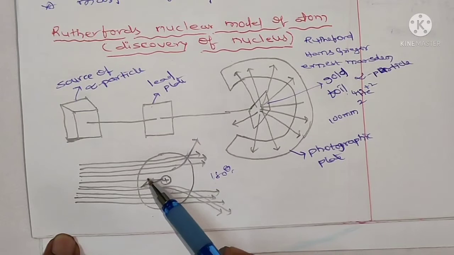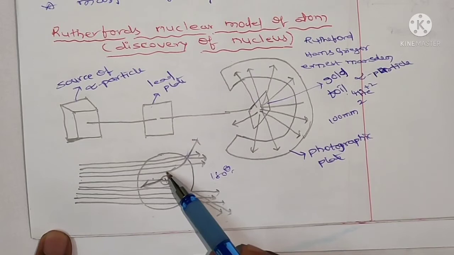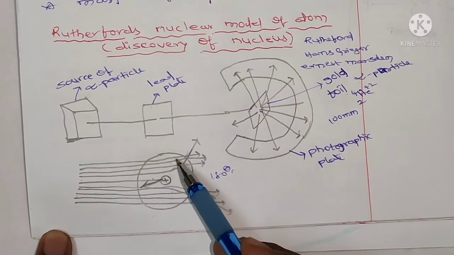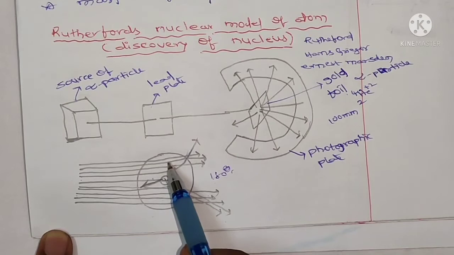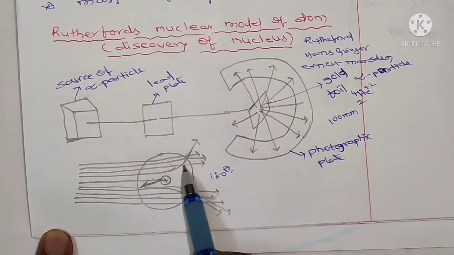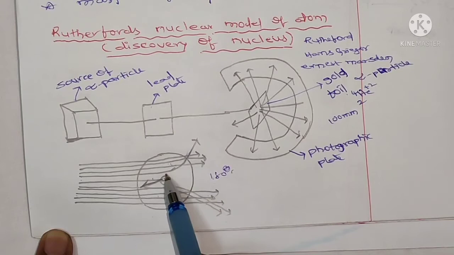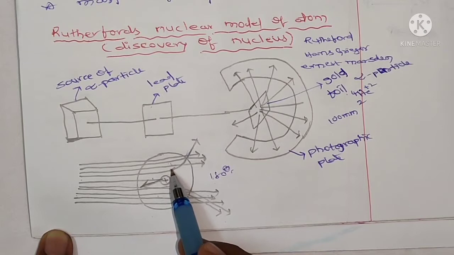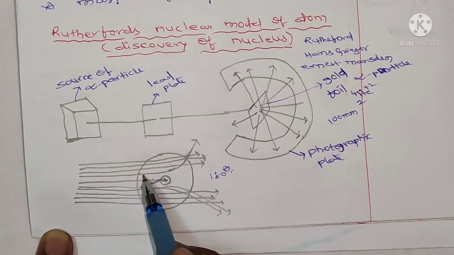On the basis of this observation, he concluded that most of the space in the atom is empty, as most of the alpha particles are undeflected. Because of the empty space, most alpha particles are undeflected, and a few are deflected due to the repulsive force between the nucleus and the positively charged alpha particle. There is a positive charge in the nucleus and a positive charge in the alpha particles, so there is a repulsion between them. Due to that repulsion, these alpha particles are deflected.